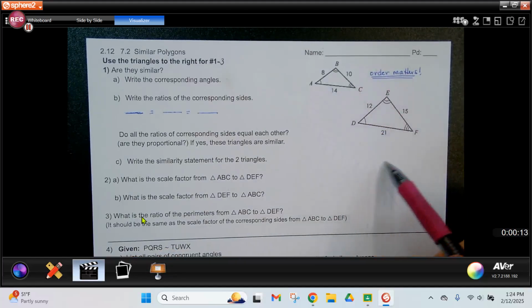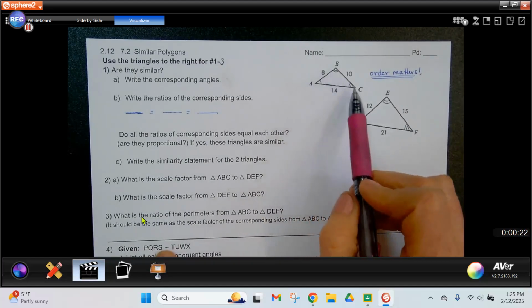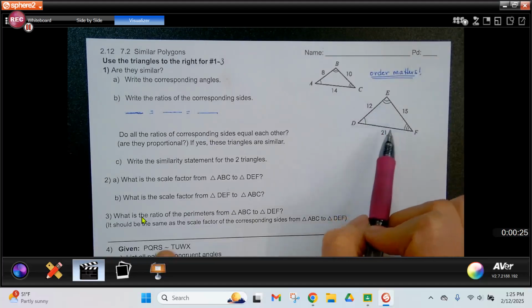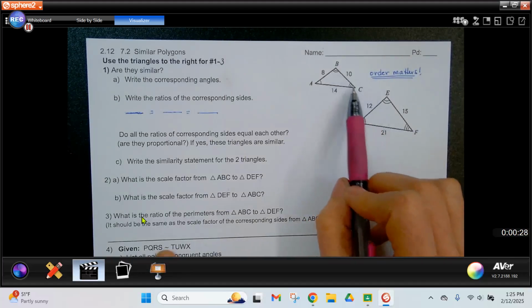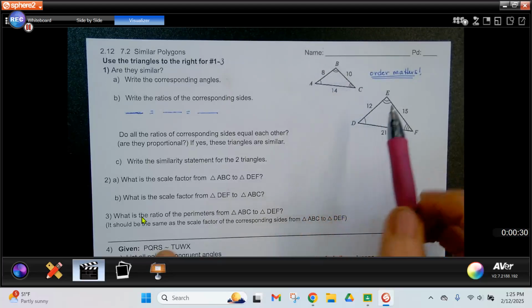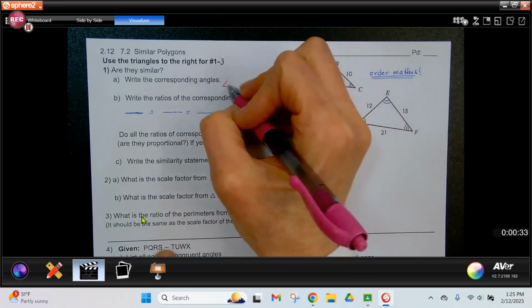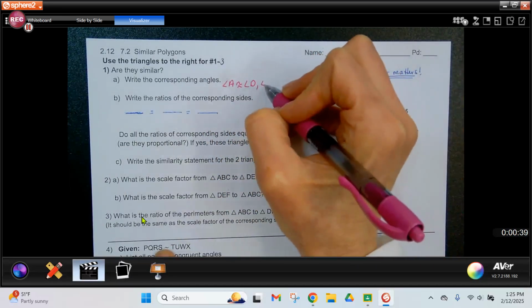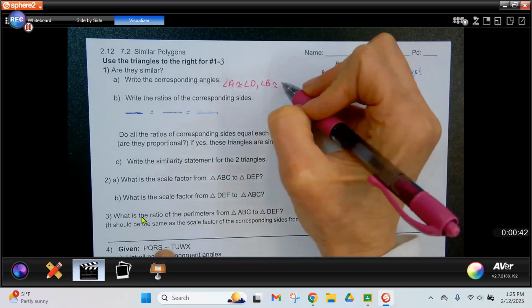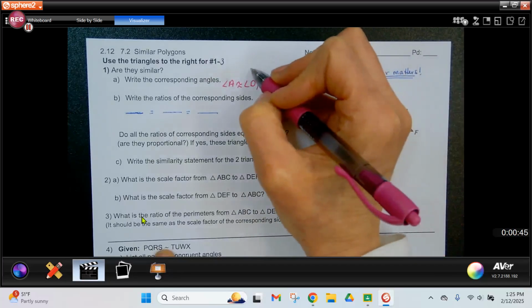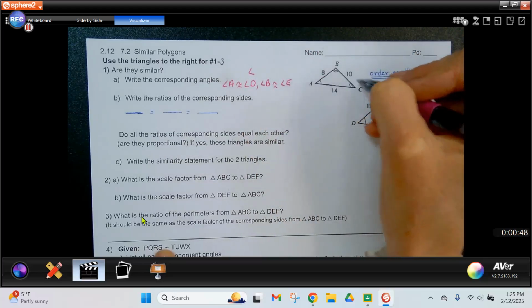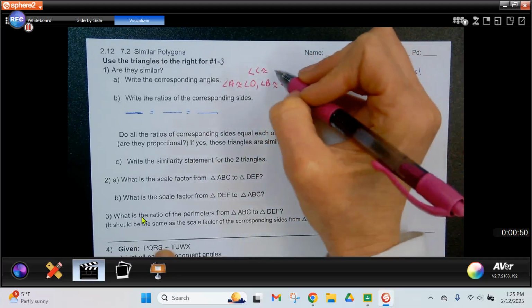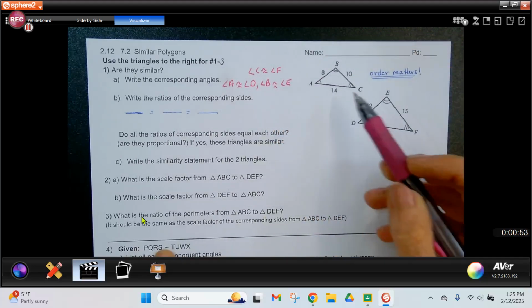Let's look at these two triangles and investigate, are they similar? The first thing that needs to happen is that the corresponding angles need to be congruent, and we can see that these angles are congruent to each other in these two triangles. You see that? And they all go in the same direction. So we can say that angle A is congruent to angle D, and angle B is congruent to angle E, and angle C is congruent to angle F. So we're just writing the corresponding angles.